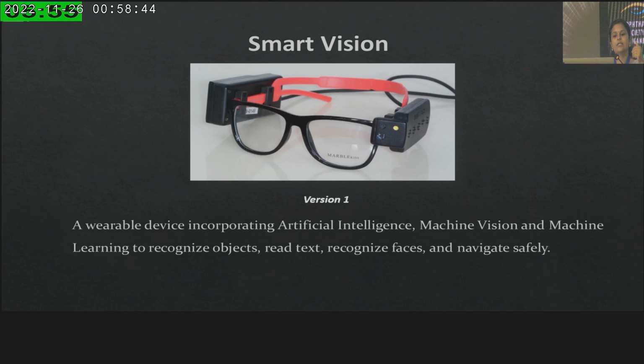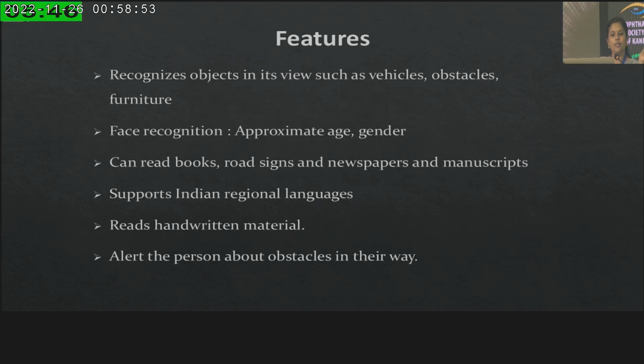Now a recent advance is a smart vision glass. It's a wearable device incorporating artificial intelligence and machine vision learning. So there is a small chip here. I'll show you the video. What this does is it recognizes objects. There is an object identification mode. There is a face recognition mode. It can read out for you.